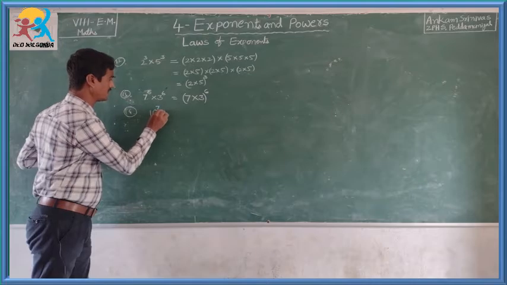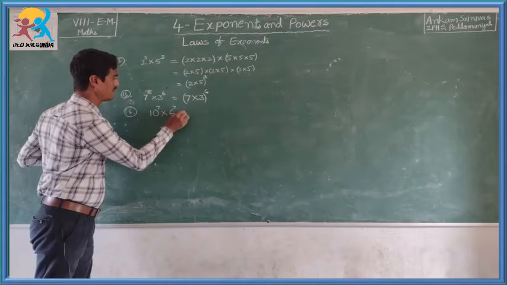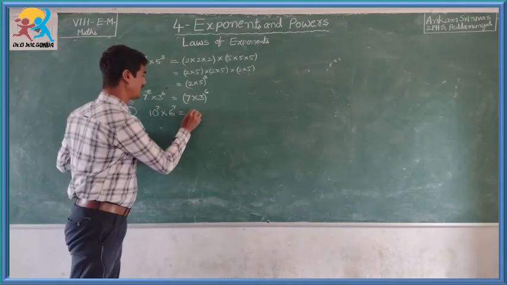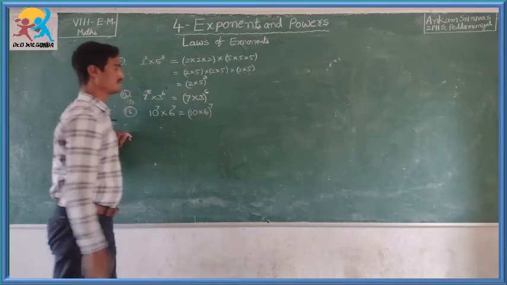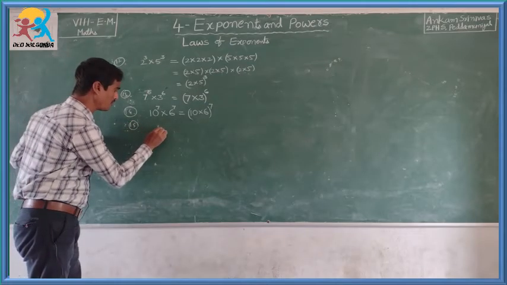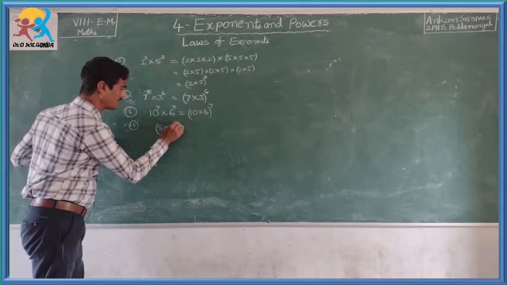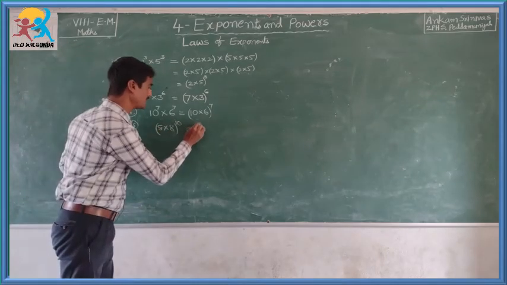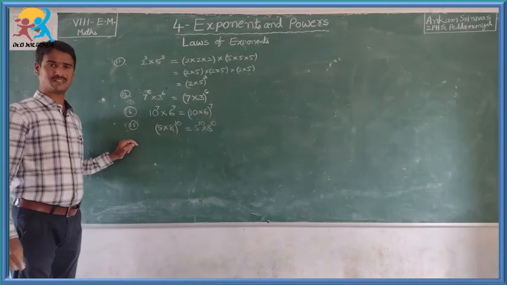10 power 7 into 6 power 7. If I take 10 power 7 and 6 power 7, this can be written as 10 into 6 whole power 7. So suppose if I take here 5 into 8 whole power 10, this can be written separately as 5 power 10 into 8 power 10. Yes or no?